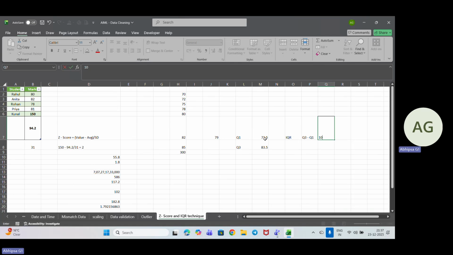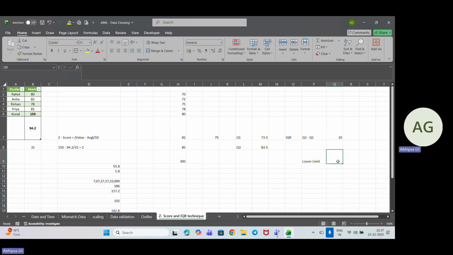Now I need to find the outlier limit. The lower limit would be, of course, let's just increase the cell, Q1 minus 1.5 times IQR.